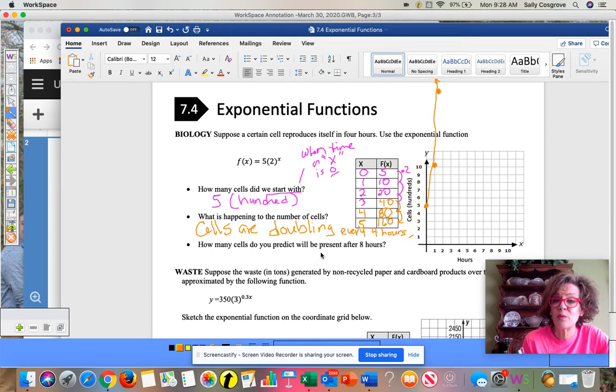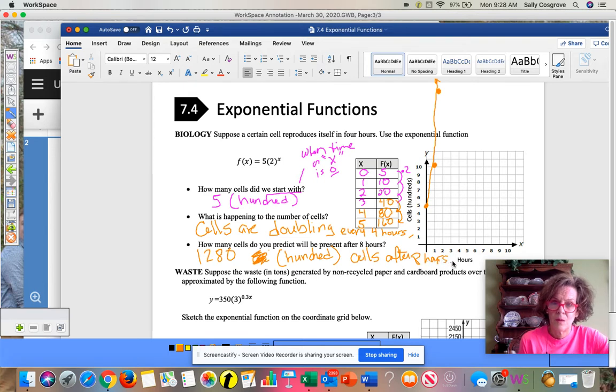How many cells do you predict will be present after 8 hours? Let's predict. 5 is 160, so that means 6 is twice of that, so 320. And then 7, twice 320, so 640. And then 8, twice 640, which would be 1,280. That would be 100 cells, wouldn't it? Wow, that's really growing fast. And that's what makes it scary.